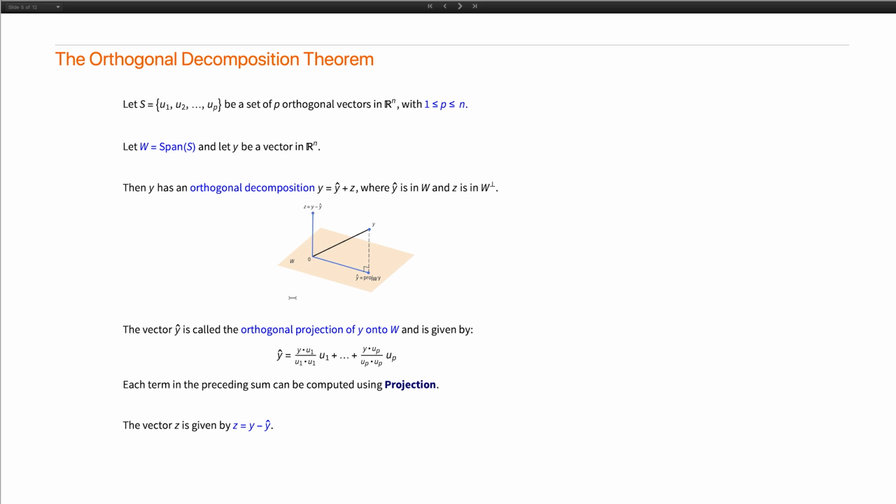Okay, and this over here, y hat, can be computed by simply taking the dot product of y along each vector, dividing by the square of the norm. And so it's the same result as earlier on, but now you only have p vectors, not n vectors. And once again, you can use the projection function to work out each term over here. And the vector z, as you can see over here, is just y minus y hat.